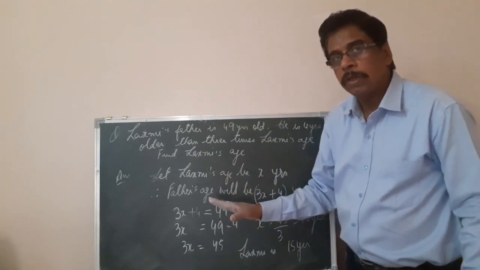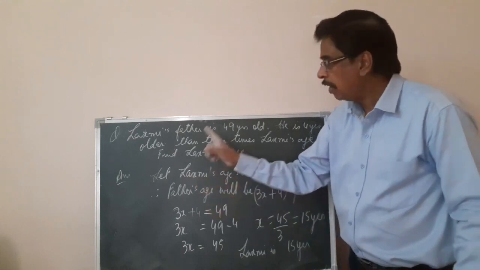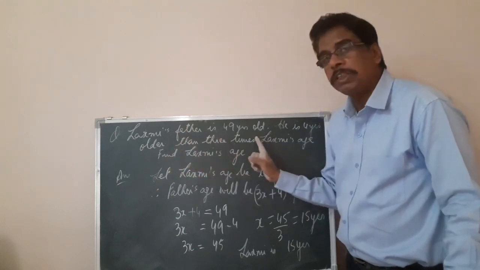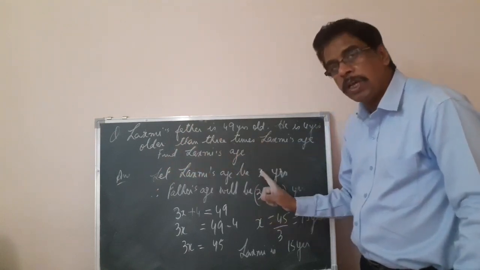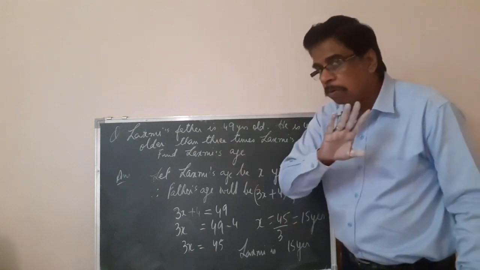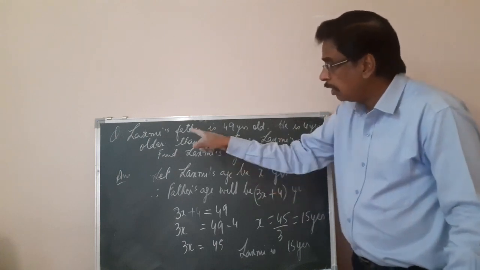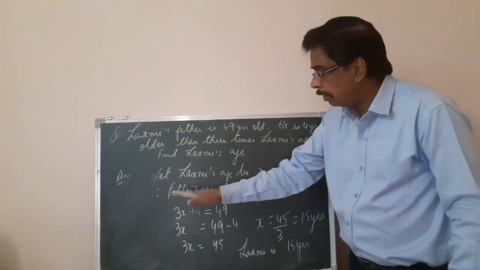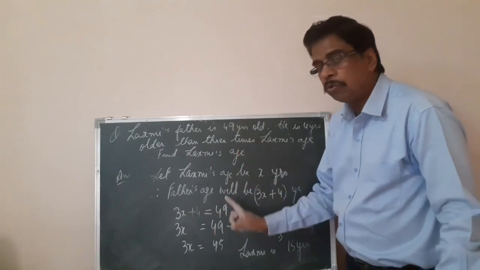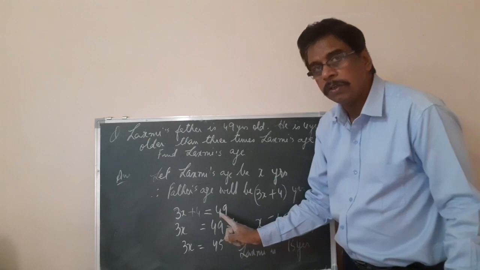According to the question, they asked us to find Lakshmi's age. We take it as x. We do not know Lakshmi's age. Then the father's age is mentioned here. He is 4 years older than 3 times Lakshmi's age. 3 times Lakshmi's age will be 3x, and 4 years older, plus 4. Now the sum of the ages is not mentioned, otherwise we would have taken both the ages. It is mentioned Lakshmi's father's age is 49. So we will take only Lakshmi's father's age. So 3x plus 4 is equal to 49. Because this is Lakshmi's father's age, 49.